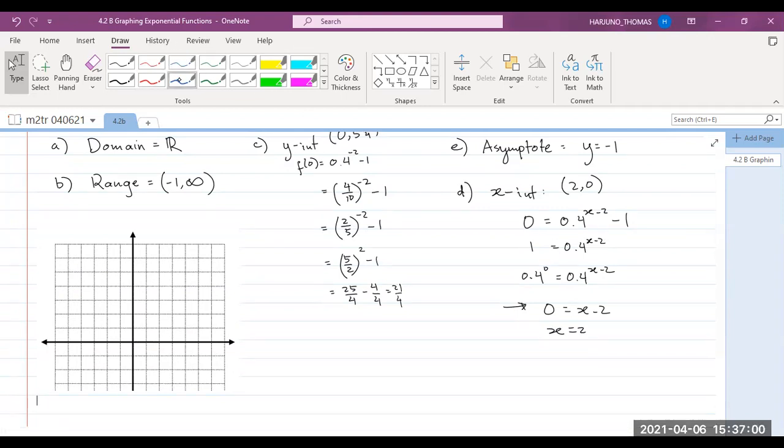The y-intercept is 0.5 and 1/4. 1, 2, 3, 4. A little bit more than 5. The x-intercept is 2, 0. The y-intercept is y equals to -1.